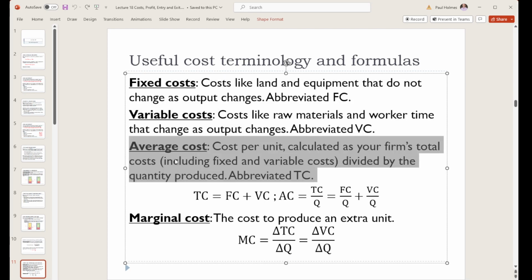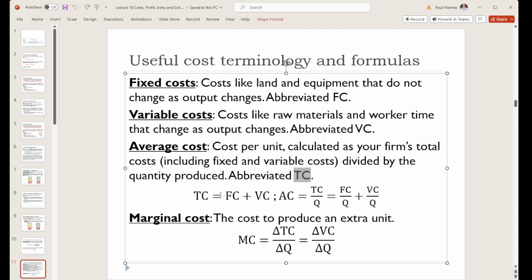We can calculate our average cost in just the same way that we did on the previous slide for average revenue by taking our total costs and dividing them by our quantity. Our total costs are made up of fixed and variable costs. There's a formula relating the first two. And then our average costs are total cost divided by quantity, but if we divided the left-hand side over here and the right-hand side by quantity, we'd get total cost divided by quantity as average cost.